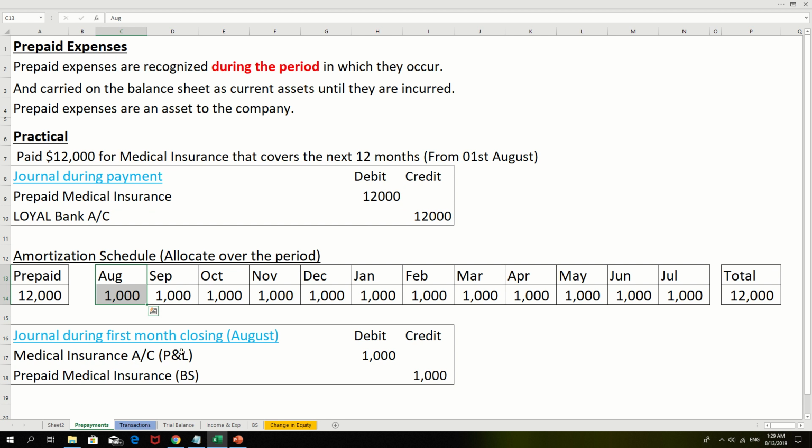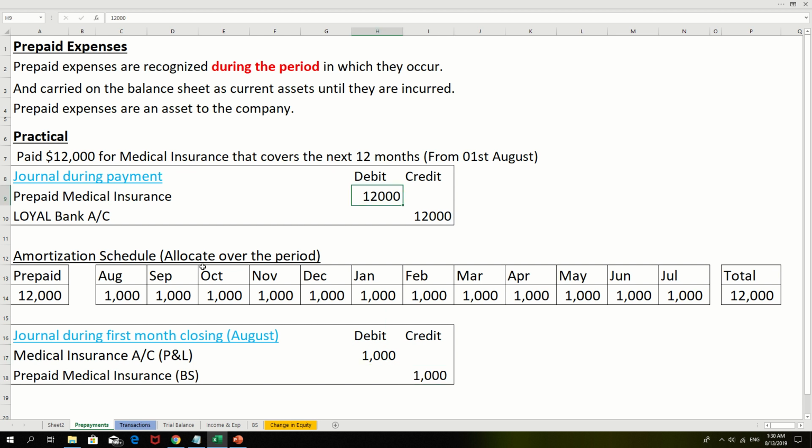So what will happen to the prepaid medical insurance then? Because in the first entry we have booked 12,000, we have paid 12,000 and we have debited the prepaid medical insurance. In the second entry we have credited it. So at the end of August, the prepaid medical insurance account will decrease by 1,000 and it will be only 11,000. There is an expense created here, medical insurance. This is our expense for the month of August, which will appear in the P&L of August.